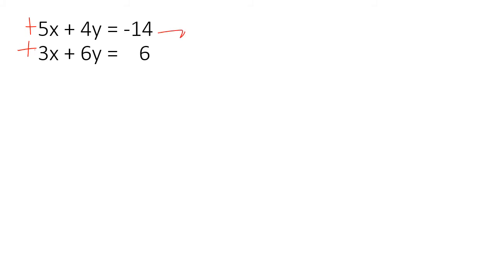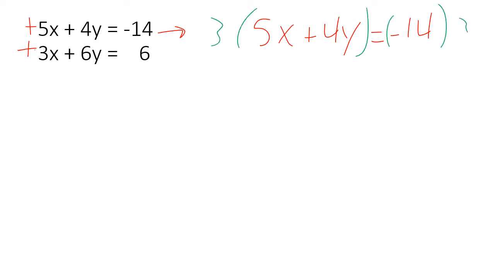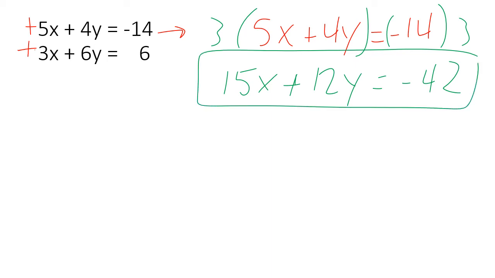So I'm going to go ahead and first scale this one up. I got 5x plus 4y is equal to negative 14. So I'm going to multiply both sides by 3. Both sides by 3 here, and I got 15x plus 3 times 4 is 12y, and it equals negative 14 times 3. So 3 times 10 is 30, 3 times 4 is 12, so it's going to be negative 42. All right, that's my first usable equation.